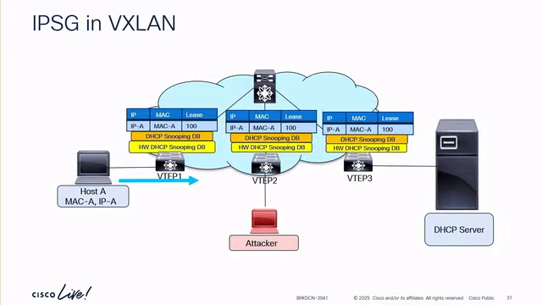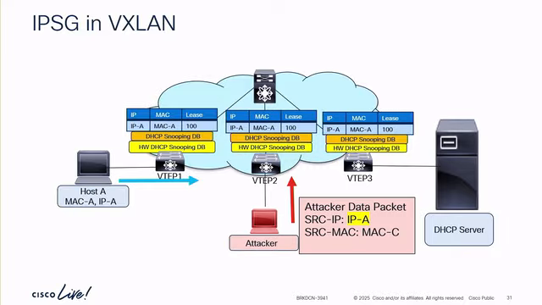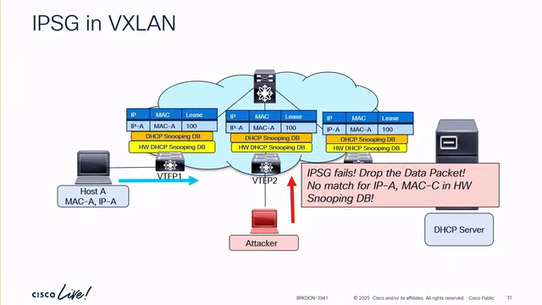What happens if you have an attacker? He can attack from any place. He sends a packet with a different combination. He uses someone else's IP address, and he uses his MAC. It fails because it doesn't match in the DHCP snooping database in hardware.